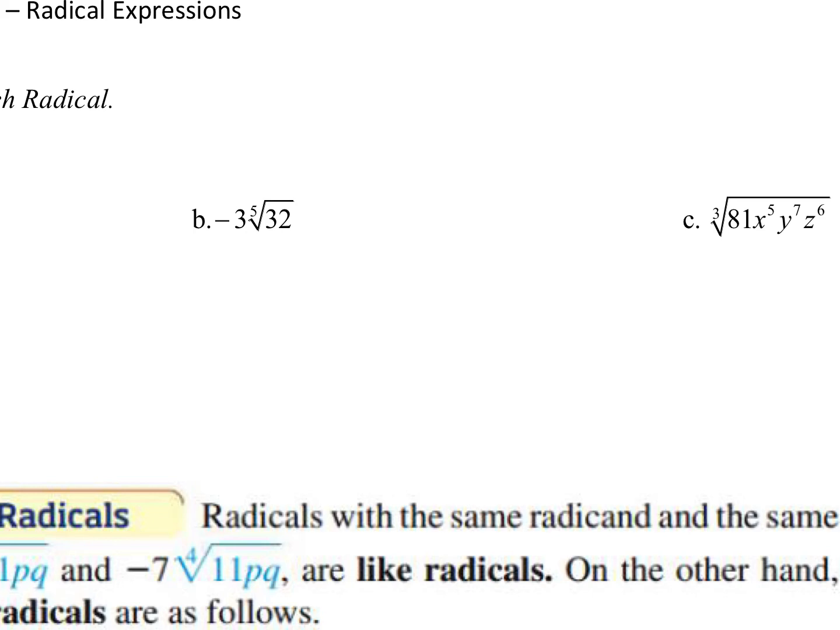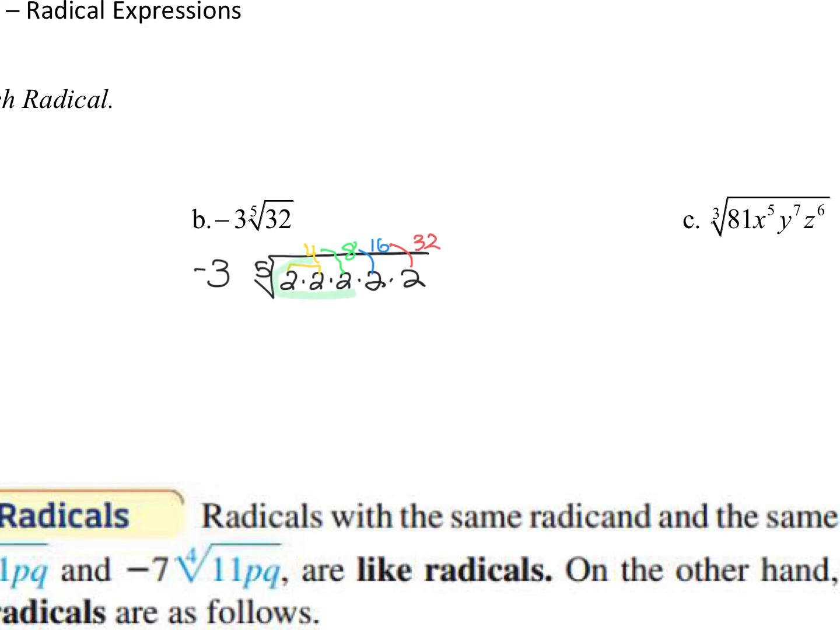Letter B, the -3 out front stays there. The 5th root of 32, well, 32 is 2 times 2 times 2 times 2 times 2. 2 times 2 is 4, times another 2 makes 8, times another 2 makes 16, times another 2 makes 32. So 32. The 5th root means I need to make a group of 5.